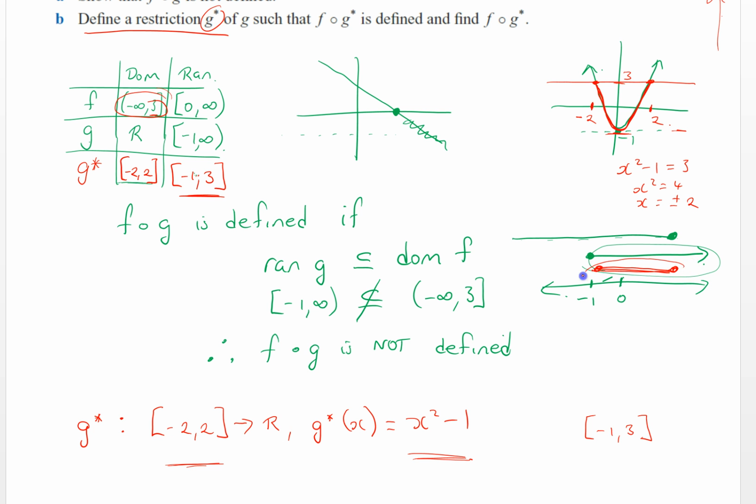And that does fit inside that domain there. So that means f of g star is defined by restricting the actual domain. So that's the first example. Hopefully that makes sense, but let's try another one and see if it gets any better.